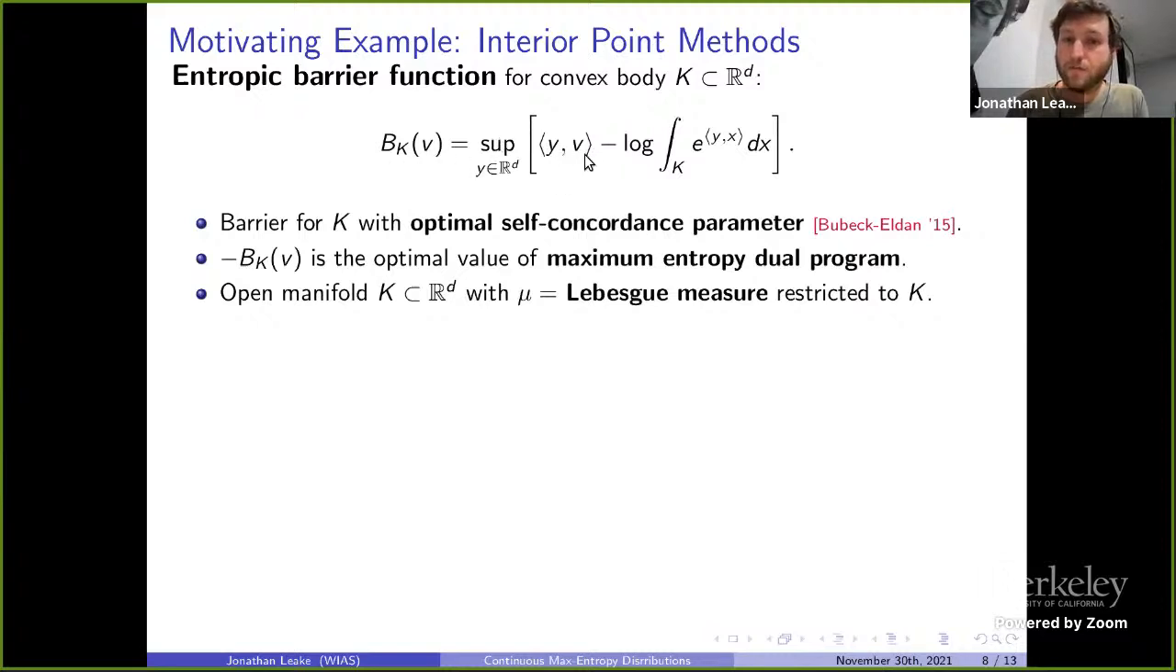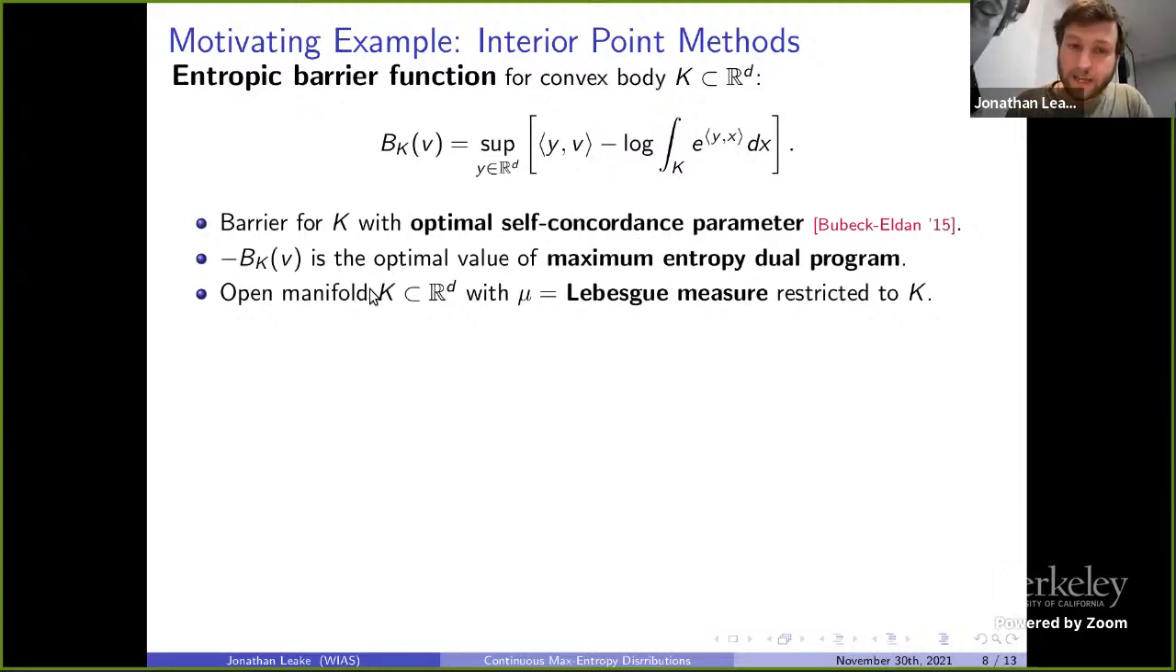So your V is sort of the A from previous slides. It turns out this is a self-concordant barrier function for this set K, and has optimal self-concordance parameter. This was proven by Bubeck and Eldan a few years ago. And it's very easy to see: the only difference is maybe there are some minus signs, and this sup should be an inf, but basically if you negate this, you end up getting the optimal value of the Max-Entropy dual program. So that's maybe even why you would call this the entropic barrier function.